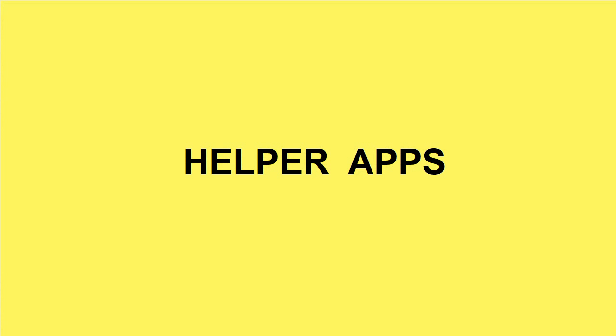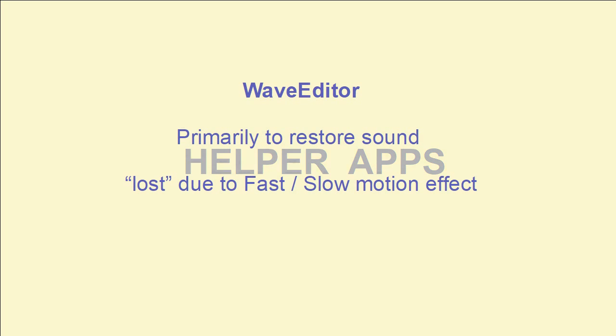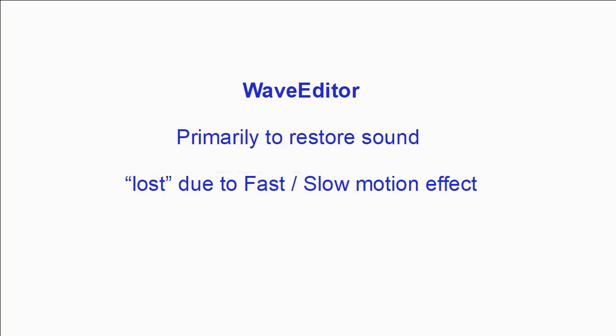The helper apps are really apps I use to remedy deficiencies and frustrations, as well as some enhancements. The deficiencies are at least for Nero 12. First one I want to briefly mention is Wave Editor. I use it to speed up and slow down an audio clip that has been unlinked when I use the fast slow effect.